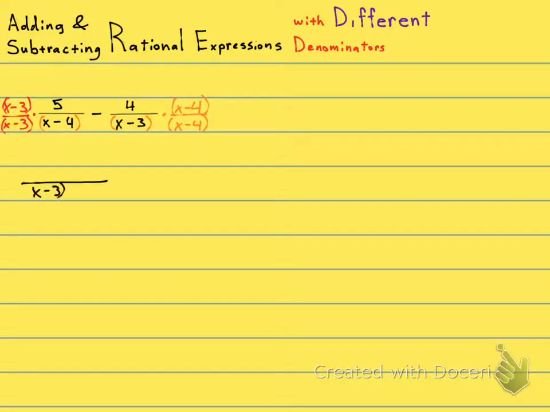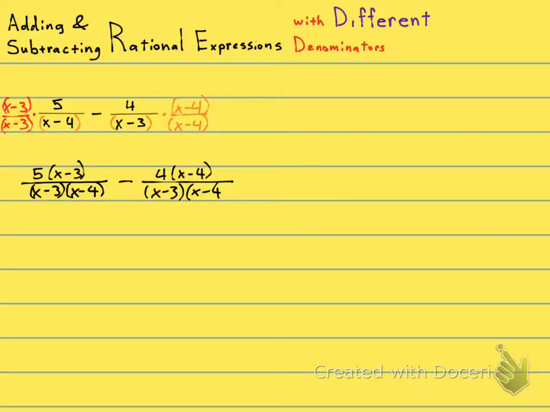Here's x minus 3 times x minus 4. Same thing here. X minus 3 times x minus 4. All right, now what's my numerator? My numerator, this is x minus 3 times 5, and the way that we're used to writing it is 5 times x minus 3, and yes, I will distribute that in a minute. My numerator here is 4 times x minus 4, and I will also distribute that in a minute.